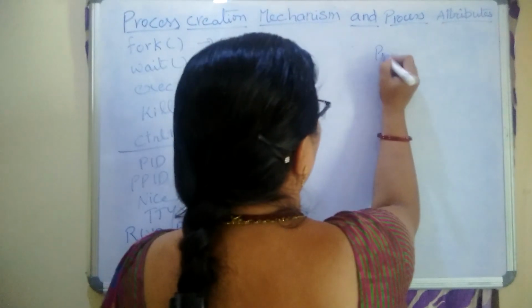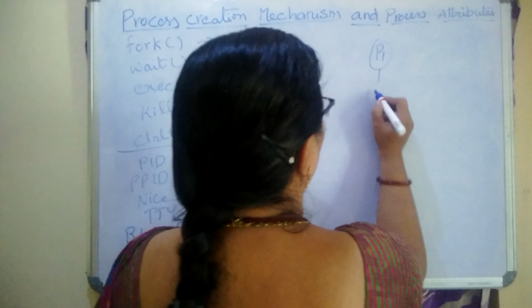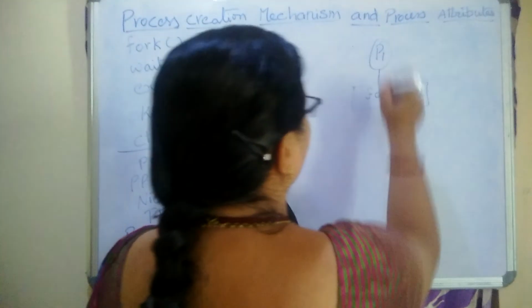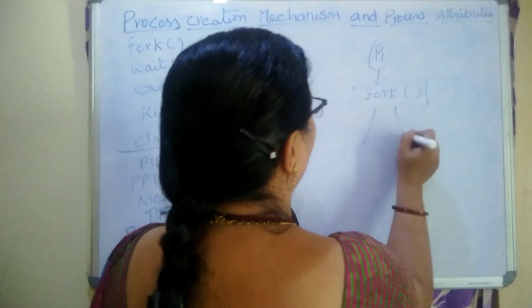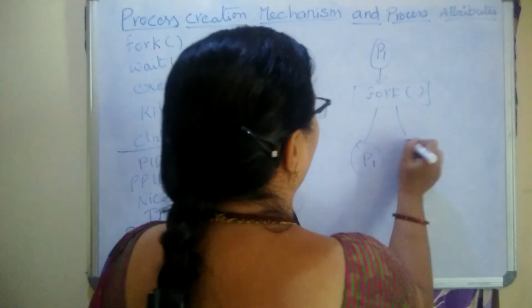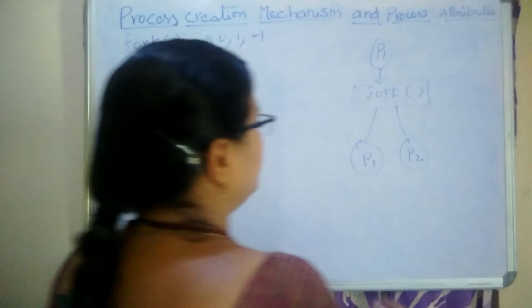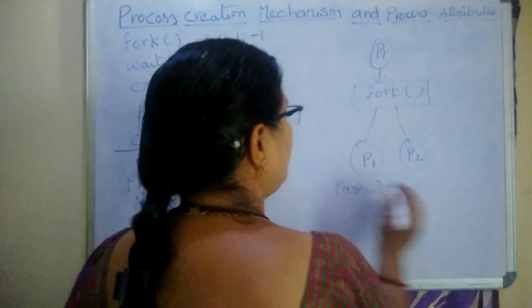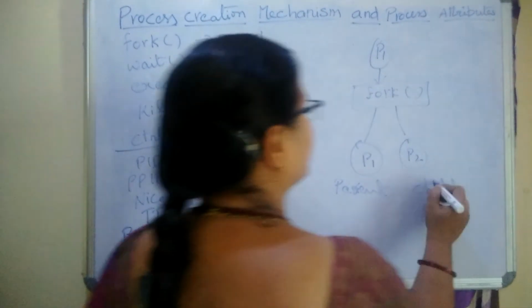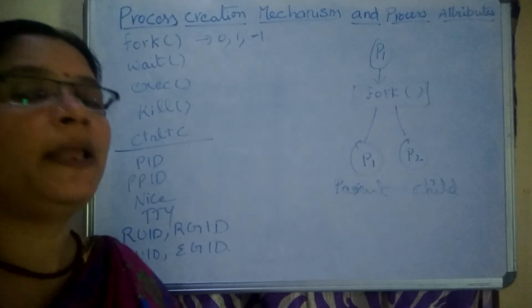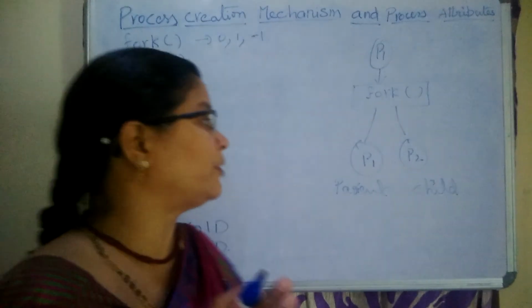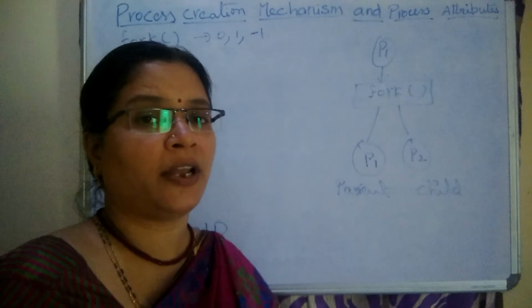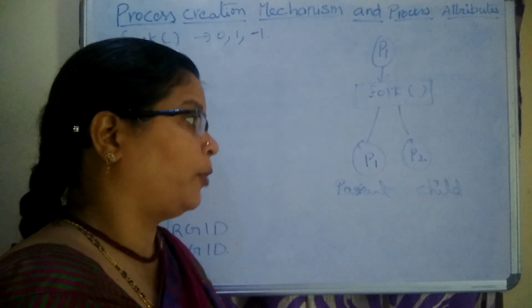That is, process P1 is running, and after application of the fork system call to this particular process, this process can be divided into two processes. One is P1, another one is P2. P1 is called the parent process and P2 is called the child process. So after application of fork to any ongoing process, it divides the process into two, the parent process as well as the newly created child process.